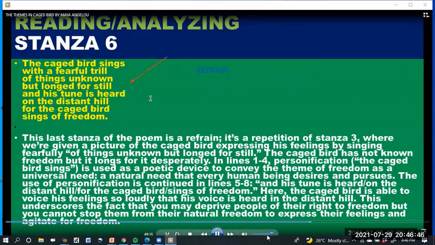especially a poem. And so the repetition of this stanza, which is talking about the cage bird singing, the cage bird sings with a fearful thrill of things unknown, but longed for still, and his tune is heard on the distant hill, but the cage bird sings of freedom.